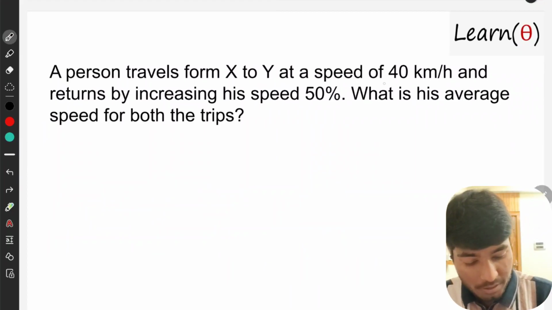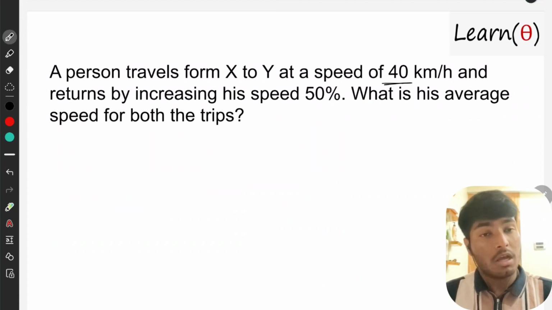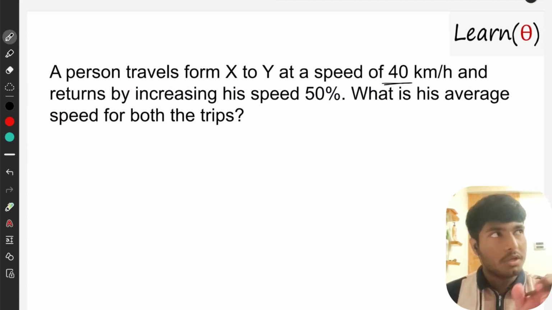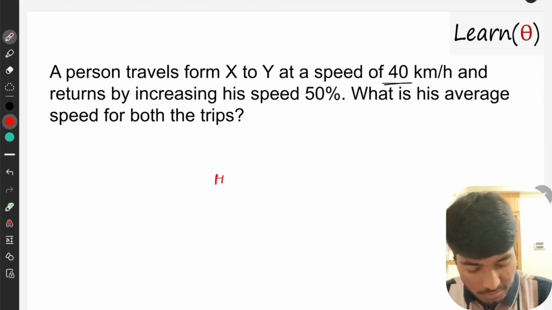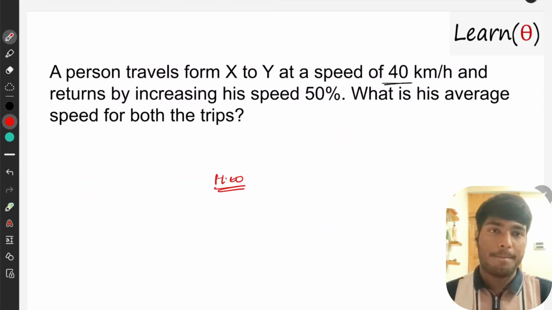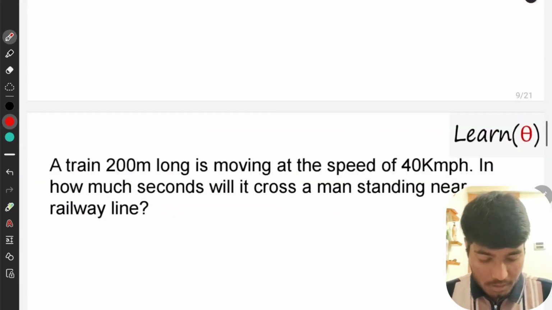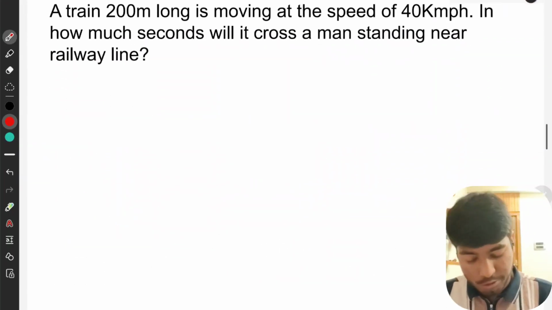Let me give you a simple hint. If it is traveling by 40%, now he has increased the speed 50%. 40 plus 50% of 40. Just calculate it. Okay guys, this is homework for you. Okay, perfect. Let's check another question.